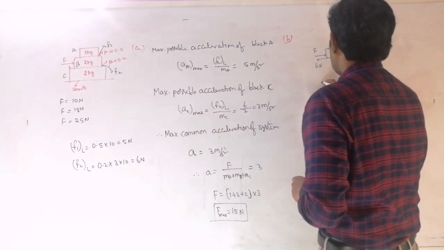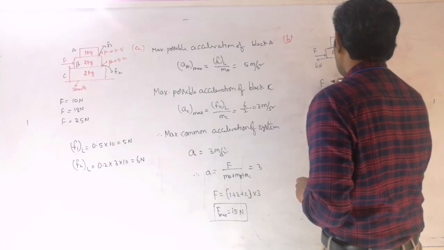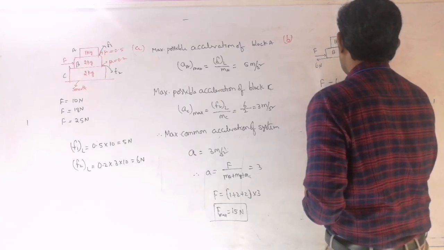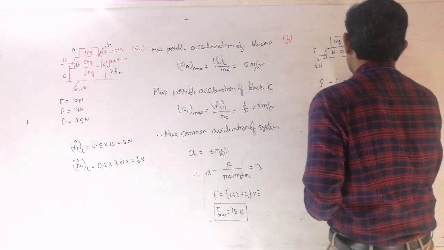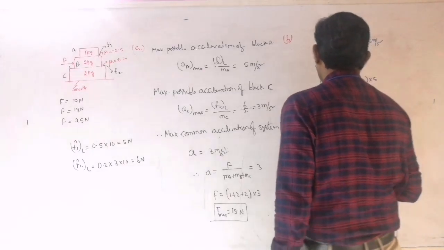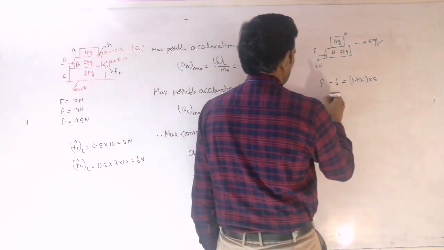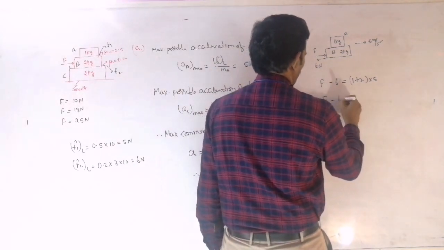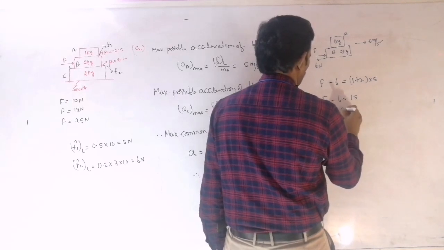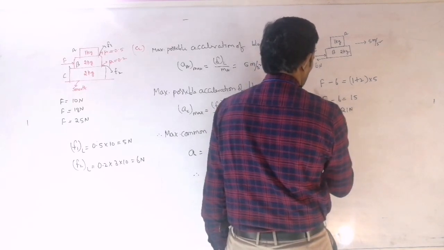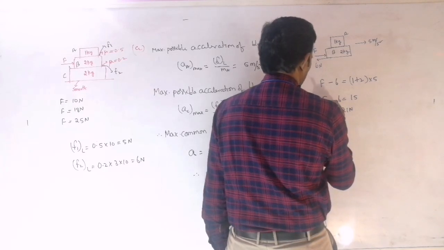So what I can write here is F minus 6 is equal to 1 plus 2 into 5. So F minus 6 is equal to 15, or F is equal to 21 newtons. So that means this will be the minimum force here.